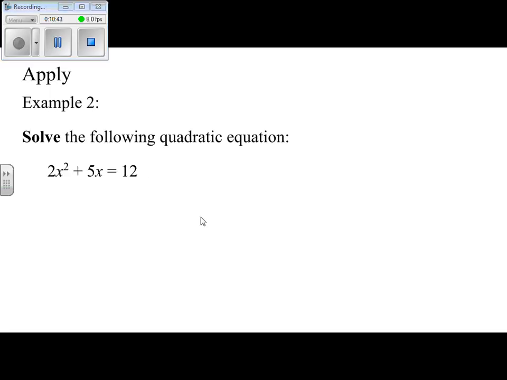Moving on to our next example. Now this one, we do have an a term for our quadratic, and so we have to do the slightly longer method for factoring. But also, before we even get to that, take a look here. Our equation is not equal to 0. In fact, it's equal to 12. And so the first thing that we need to do is get all of our terms over to the left side.